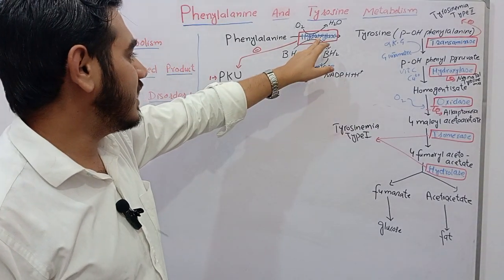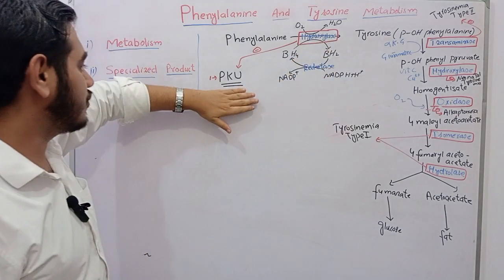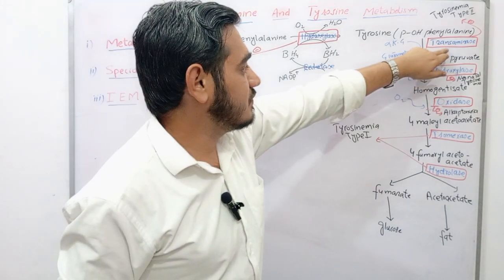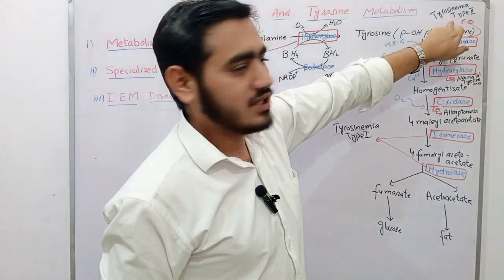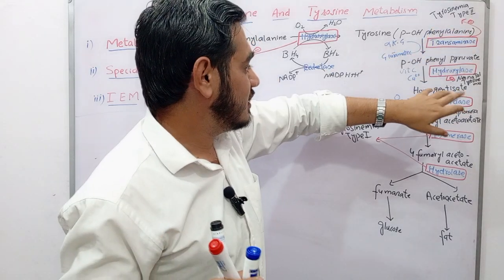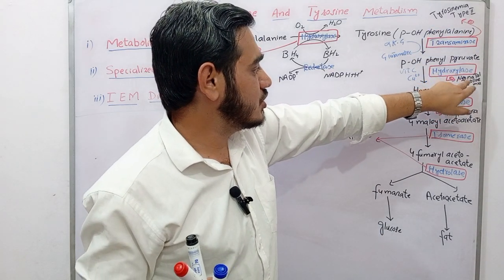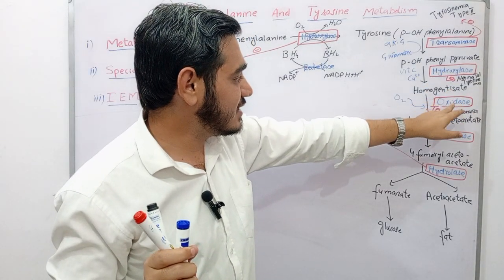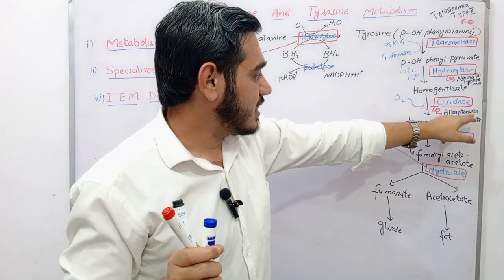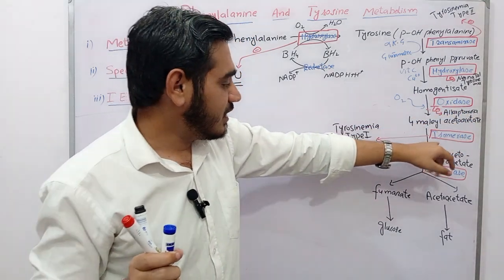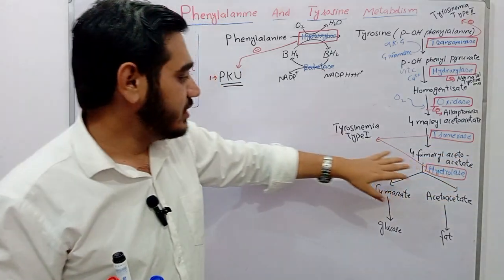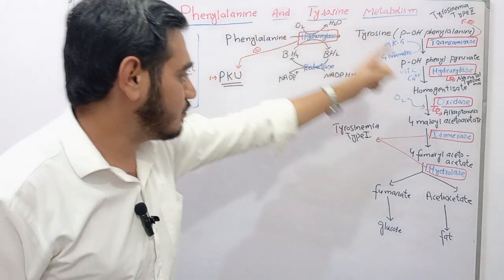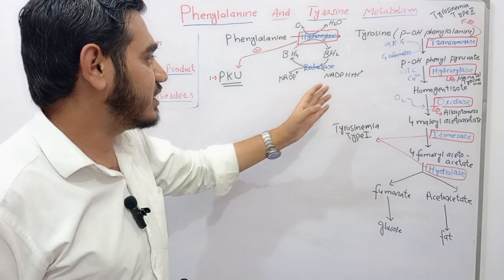The deficiency of phenylalanine hydroxylase enzyme leads to the disorder phenylketonuria, PKU. The deficiency of transaminase enzyme leads to tyrosinemia type 2. The deficiency of hydroxylase enzyme leads to neonatal tyrosinemia. The deficiency of homogentisate oxidase enzyme leads to alkaptonuria. And deficiency of isomerase and hydrolase enzymes leads to tyrosinemia type 1. So this is the phenylalanine and tyrosine metabolism and some inborn error metabolic disorders.